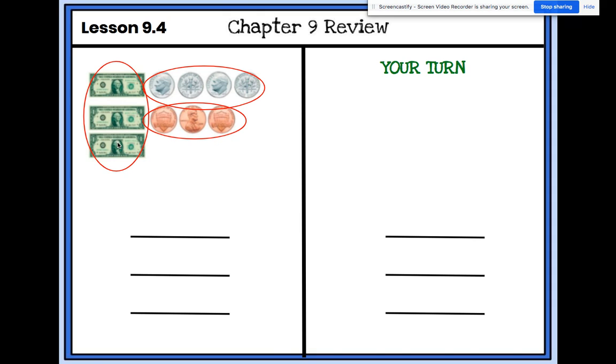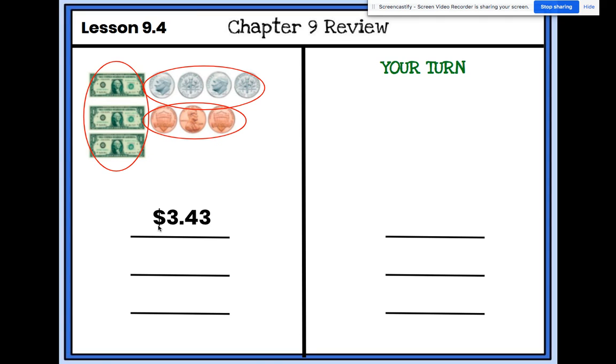So I have 3 wholes, and then when I come over to count my coins, I would have 40, because these are dimes, so 10, 20, 30, 40, and 3 more would be 43. Well, 43 is less than 100, so I don't have a whole with those coins. So I have part of a whole. So to show that, I would write that I have $3.43.